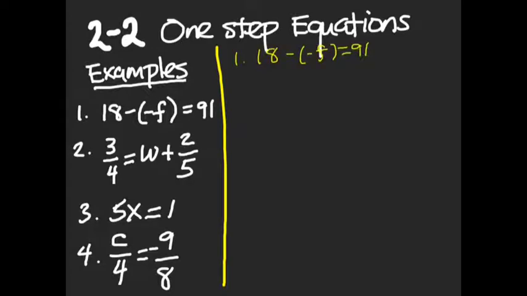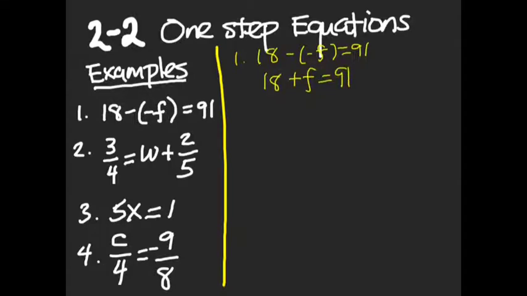Looking at number 1, I feel almost mad to say that this is one step, because technically I think you can call this a two-step equation. But the one step is so minor that I'll still include it as a one-step equation. I'm going to take 18, I'm going to rewrite this minus a negative f as a plus f, and then that's equal to 91. Now I feel better to say it's a one-step equation.